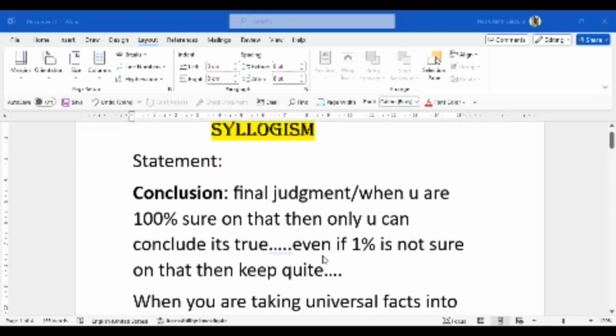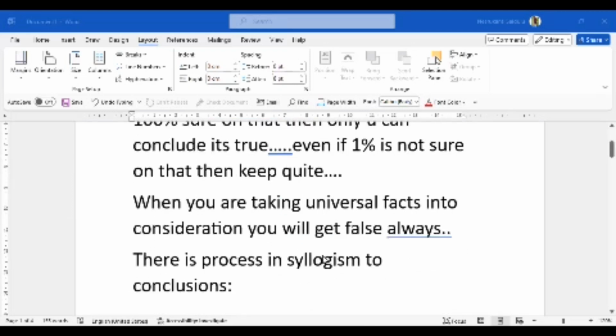When will you give the final judgment? When you are 100% sure of it, only then can you say it's true. Even if 50% or 1% is not sure, keep quiet. Taking universal facts into consideration, you will always get false. Don't take universal facts into consideration.